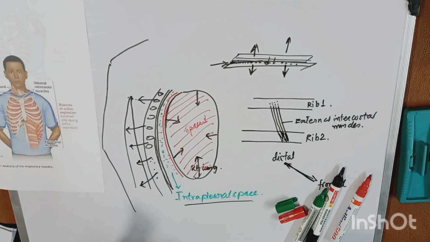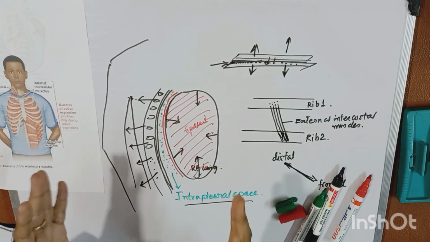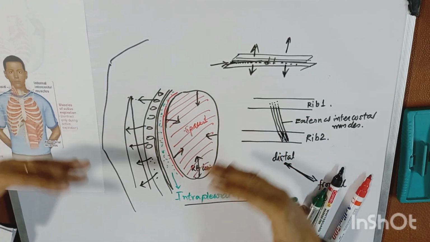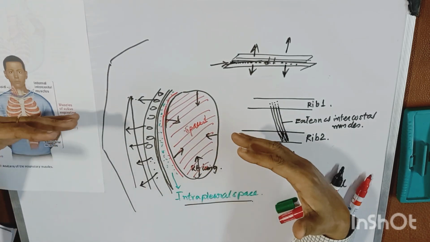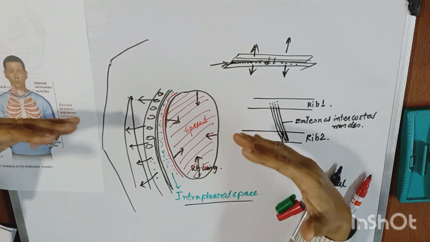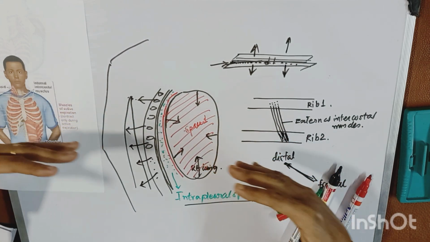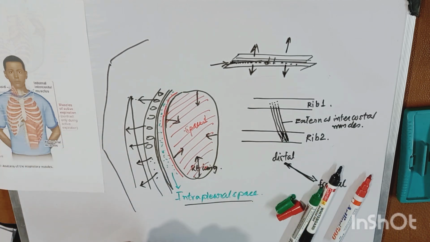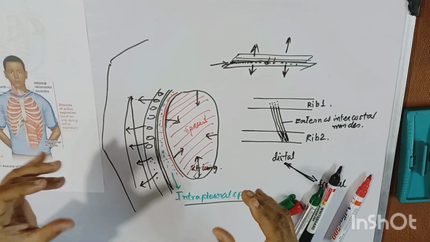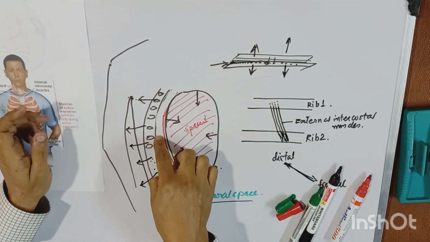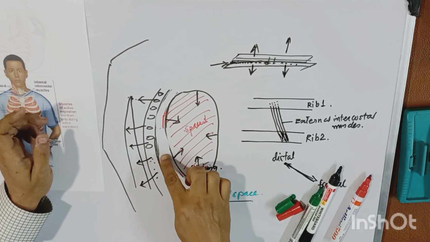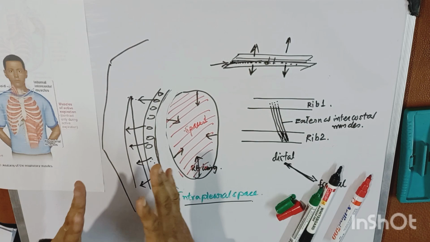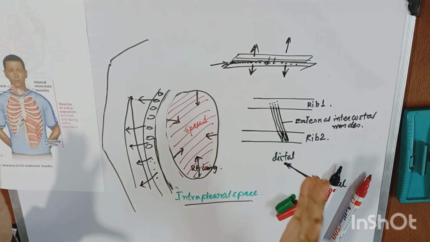It has an intrinsic elastic property, and that elastic property is towards expansion of the chest wall. The chest wall always tries to go outward and forward and increase the thoracic chest volume, while the lungs always try to shrink. And due to these opposing forces, the intrapleural space always has a negative pressure, and so the lung stays expanded.